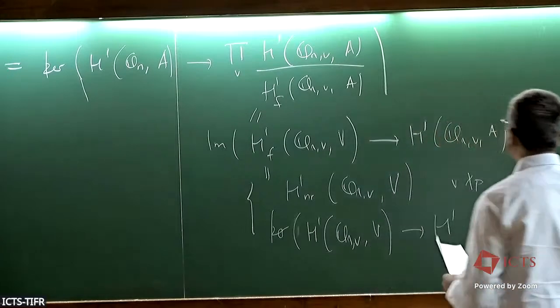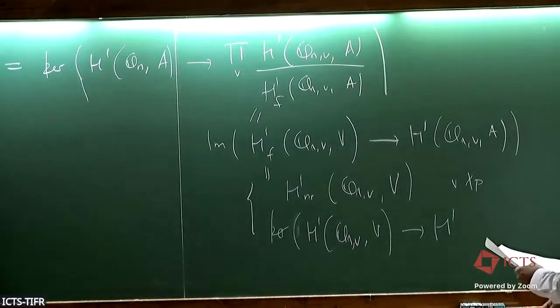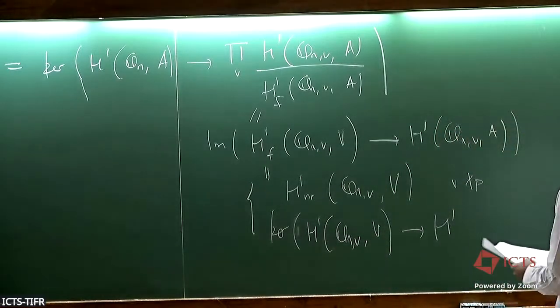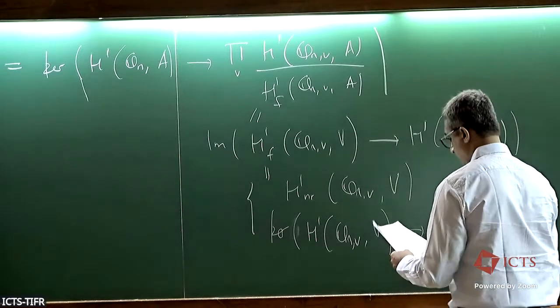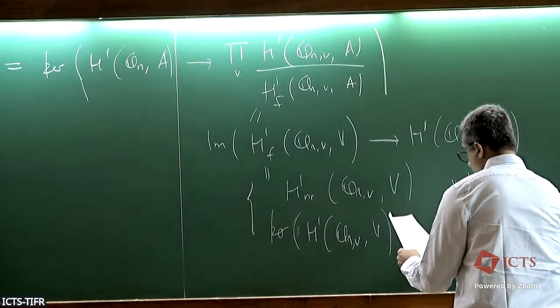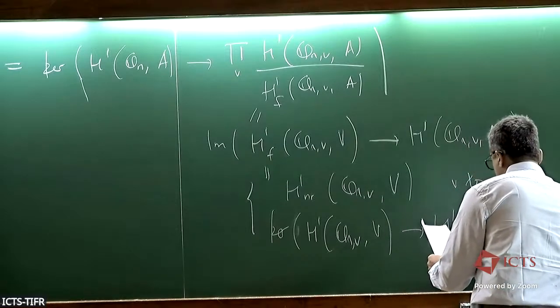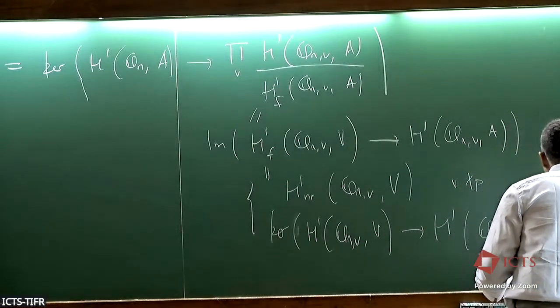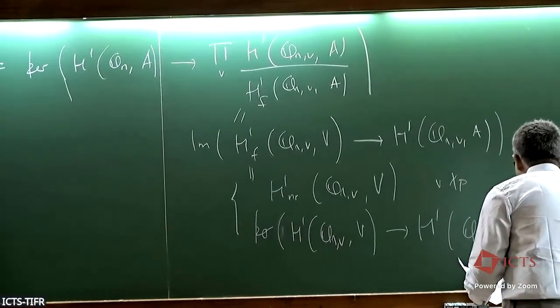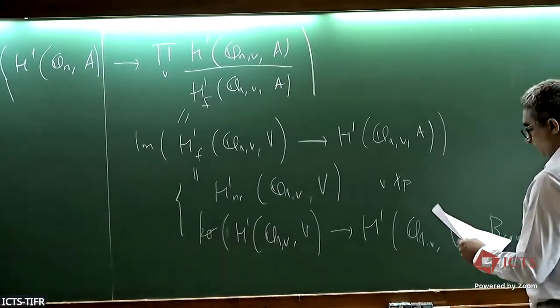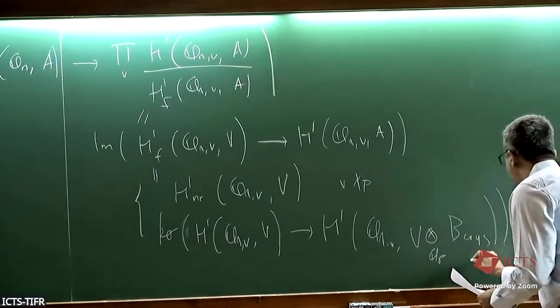So for v not dividing p, it's just the unramified classes. It's the H^1 classes which on inertia are trivial, so the kernel of the map from H^1(Q_n,v) to H^1(I_n,v) with V coefficients. And for v dividing p, it's this famous occurrence of B_cris which appears, the kernel of this map, where v divides p.